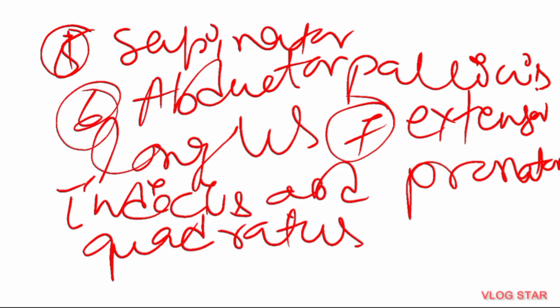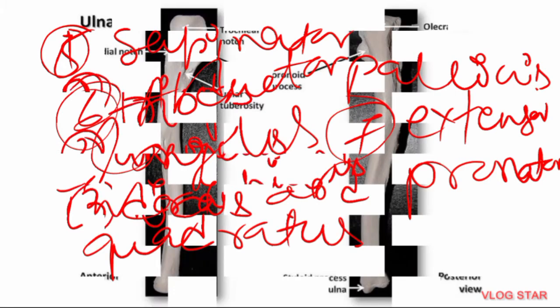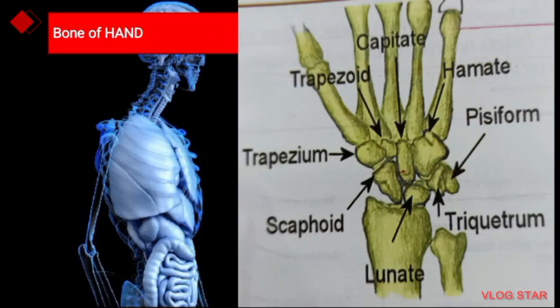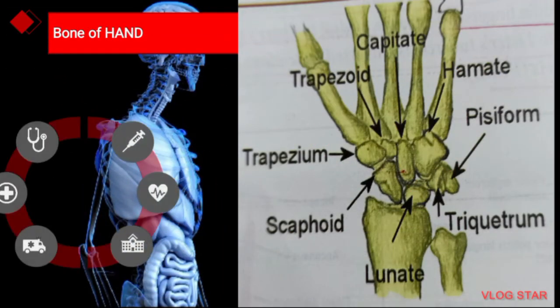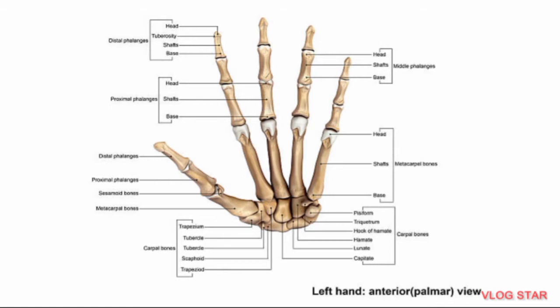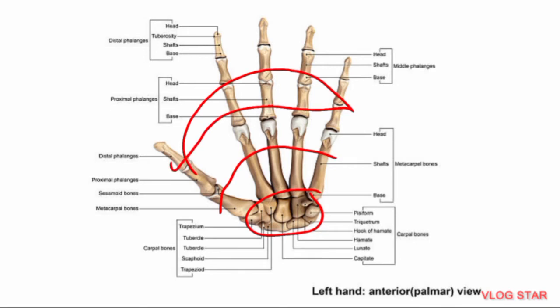Now let's move ahead to the bones of the hand. The hand consists of carpal bones at the wrist, metacarpal bones in the palm, and phalangeal bones in the digits. Let's see the picture of the hand bones. These are the carpal bones, and these are the 5 metacarpals, and these all are phalanges.